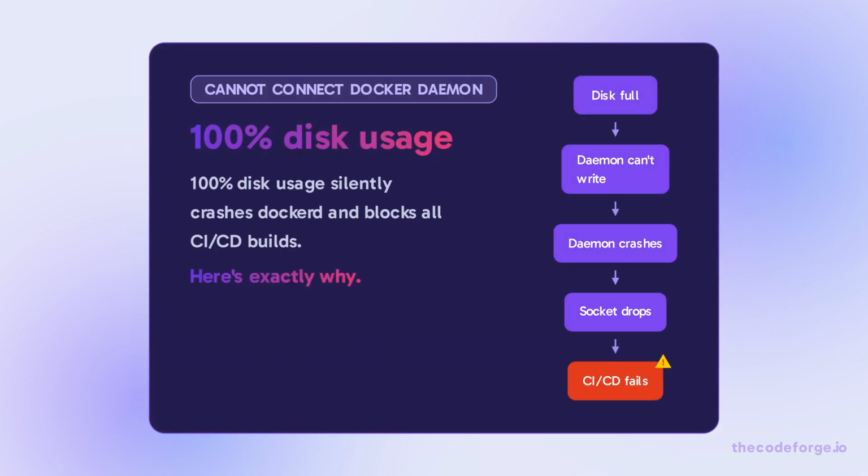100% disk usage silently crashes Dockerd and blocks all CI/CD builds. Here's exactly why. The root partition fills up, the daemon can't write to its state, it crashes, the socket drops, and every pipeline fails. Let's break down how to fix and prevent this.